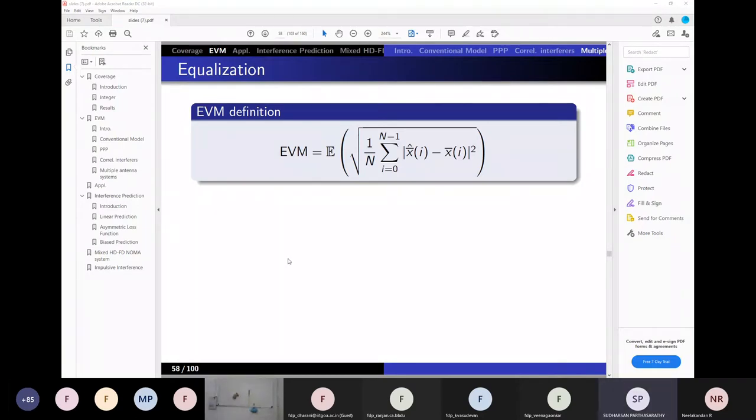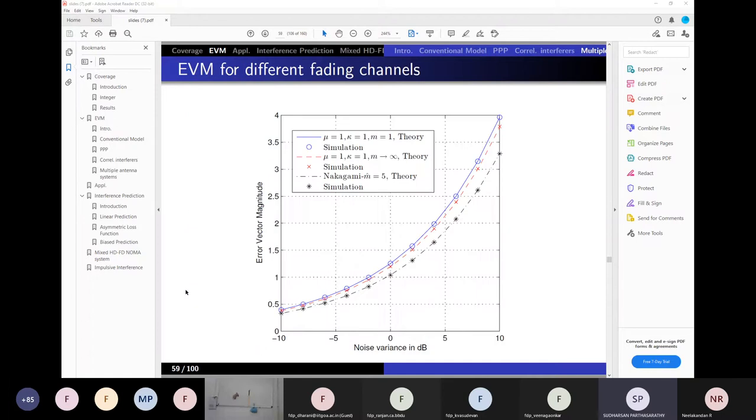Slide number 59. For this, you can plot the EVM graph. The x-axis will be noise variance in dB. The y-axis will be the EVM. You can plot it for different fading models. And you can see that the theory and the simulation match as well.